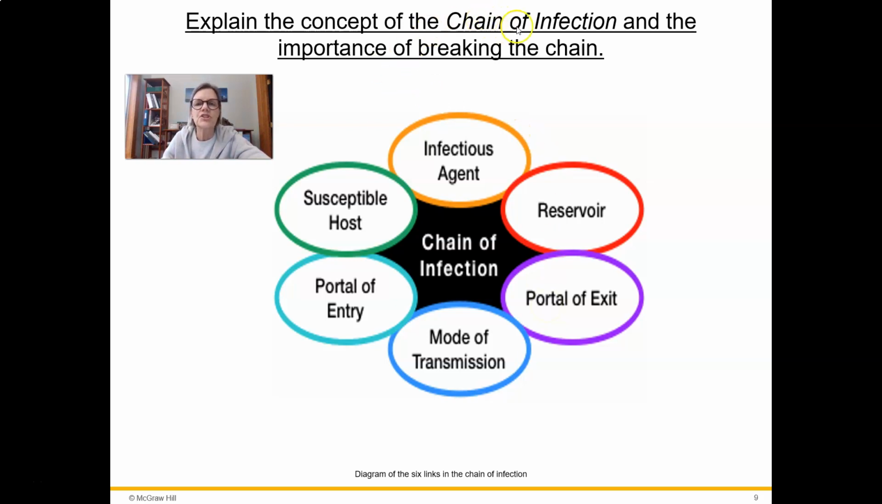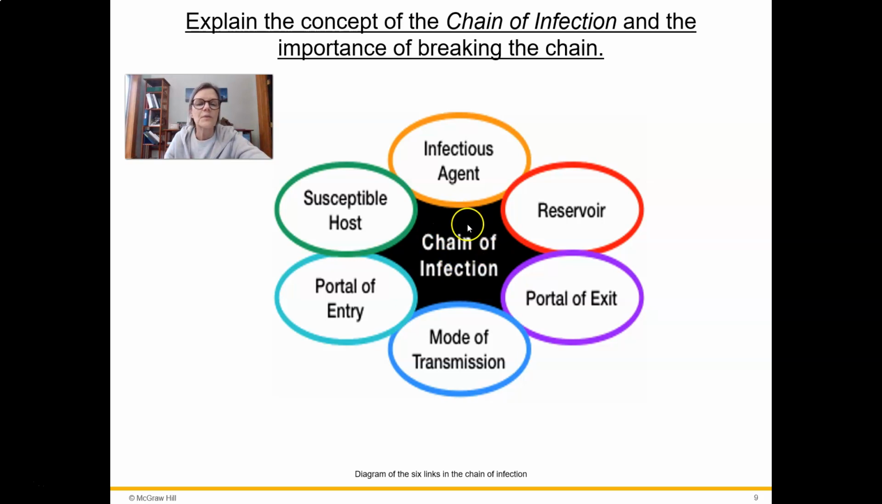So I want to talk about this concept of the chain of infection and the importance in breaking the chain. And so when you're looking at a pathogen that's going to cause disease in an organism, here we have an infectious agent. It has a reservoir, a portal of exit. All of these have to be intact. All of these have to be something about that organism and connected in a way that allows the organism to cause an infection.